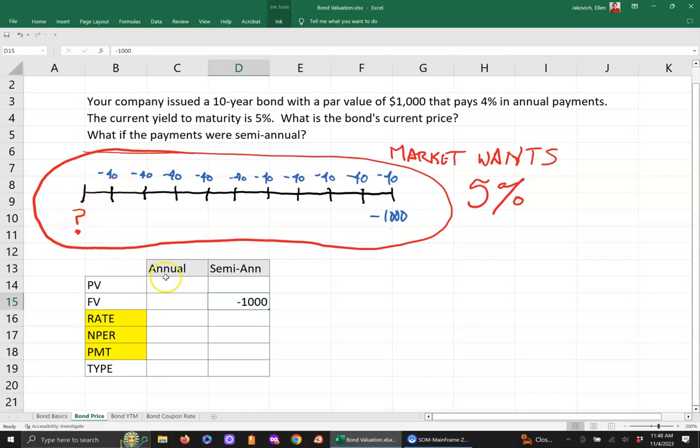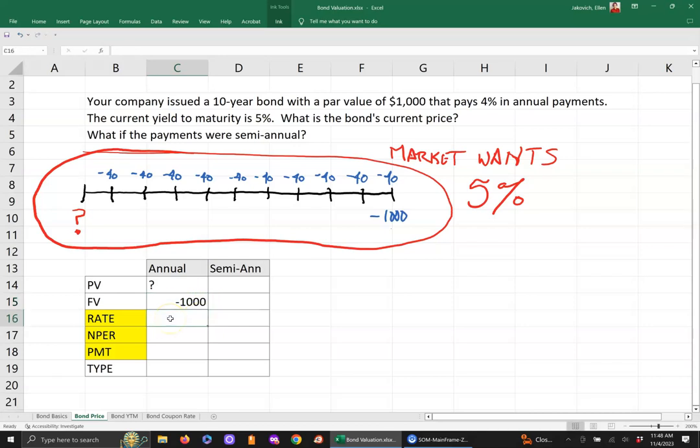So let's work this problem. Annual is this column right here. Let's put our numbers in. The present value is the price of the bond. And I'm putting a question mark there because that's what we're trying to solve for. The future value is par value. So that's negative $1,000. The company has to pay it back. We have to pay it back.